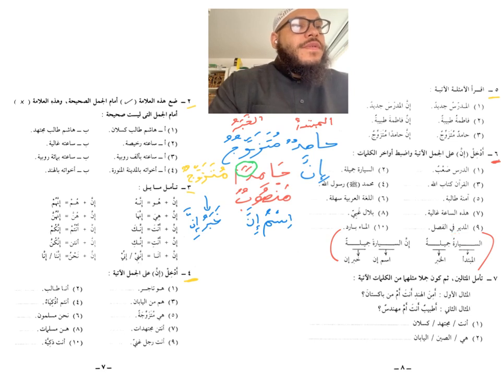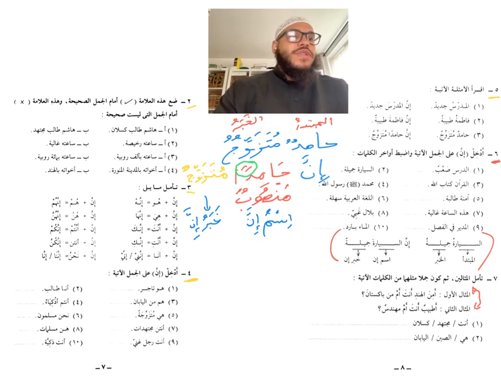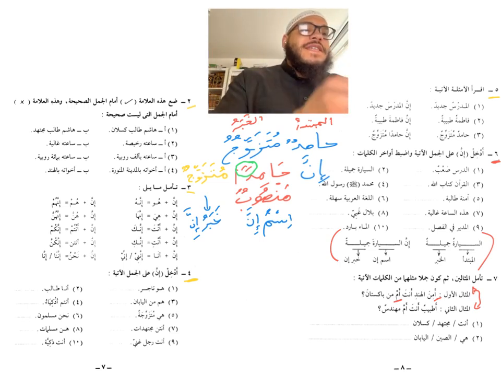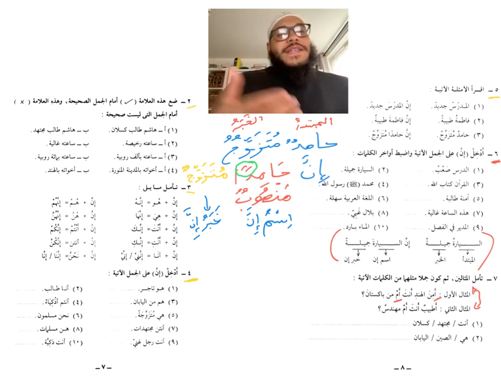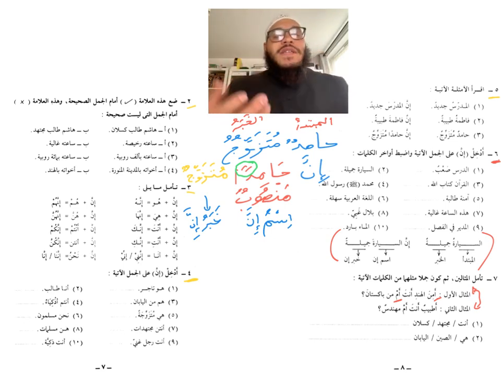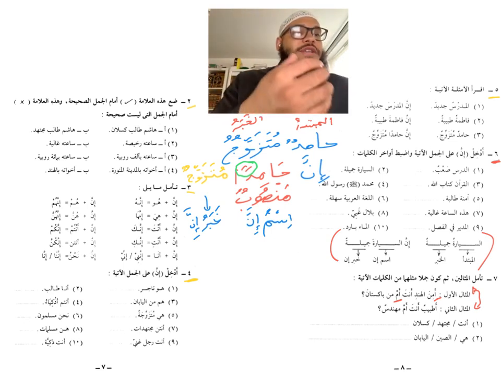Then we have تأمل المثالين ثم كون جملا مثلهما من الكلمات الآتية. Ponder over these two examples right here, and then form sentences just like them. So this is when we use the either-or, and this is asking questions with hamza. As you can see, hamza here, and am, which means or. Am min al-Hindi anta am min Pakistan. Are you from India? Is it India that you're from, or Pakistan? Atabibun anta am muhandisun. Are you a doctor? Is it a doctor you are, or an engineer?